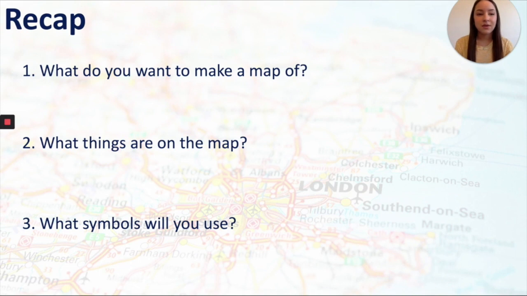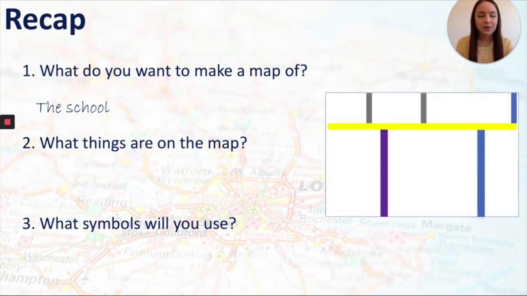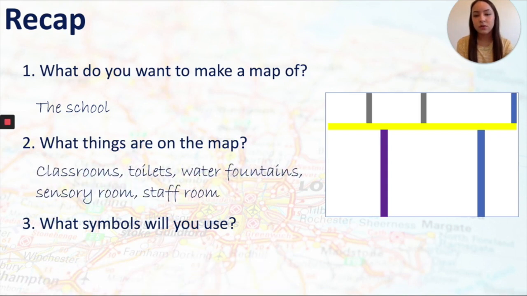So these are the 3 questions you answered last week. So like I said before, we're going to focus on doing a map of the school in these lessons, which is why it would be useful to have that outline ready for you today. So I want to make a map of the school. In terms of what things are on the map, using the template that we looked at, I need to think about which rooms I can see on this section of the school. So I've thought about classrooms, toilets, the water fountains, the sensory room and the staff room.